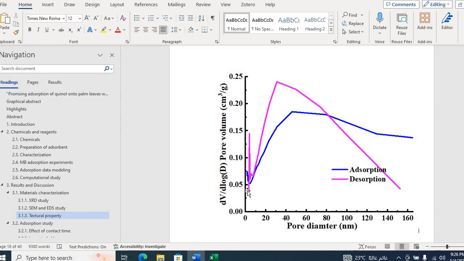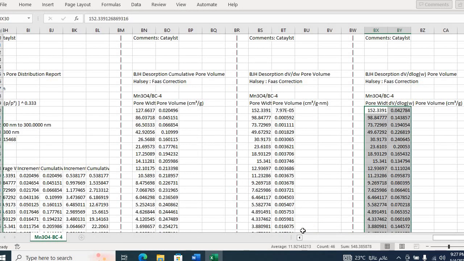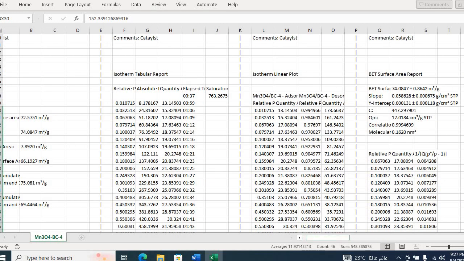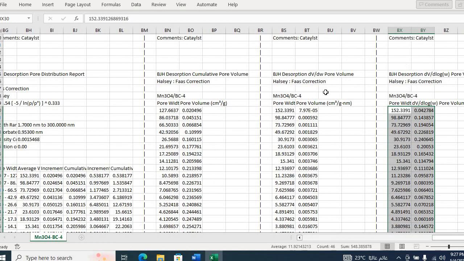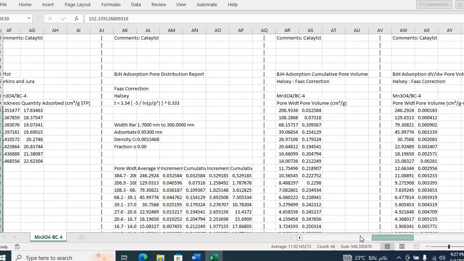For adsorption, it is centered at 45 nanometer, and in case of desorption, the average pore diameter is centered at nearly 30 nanometer. So you have to report this in case of adsorption and desorption. So this is how we can easily identify our BET surface area, average pore volume, average pore diameter, adsorption and desorption isotherm curve, and differential pore volume for adsorption and desorption.